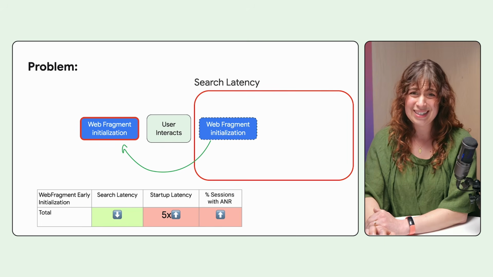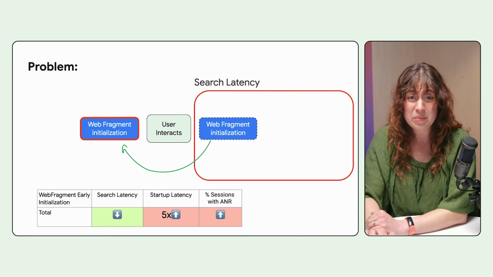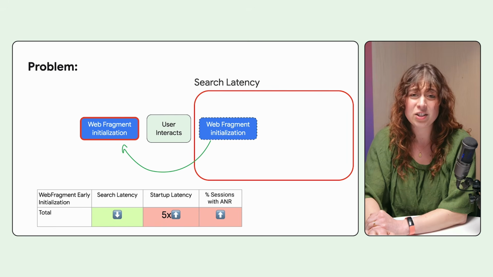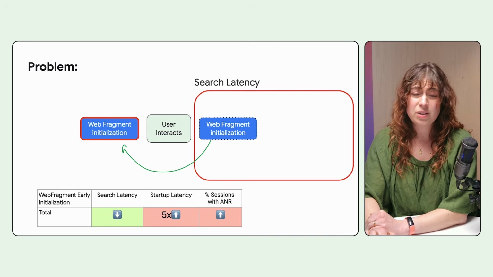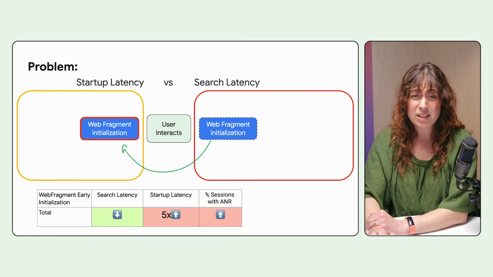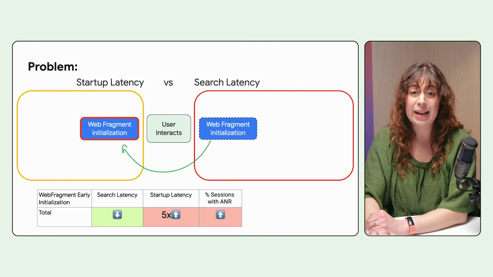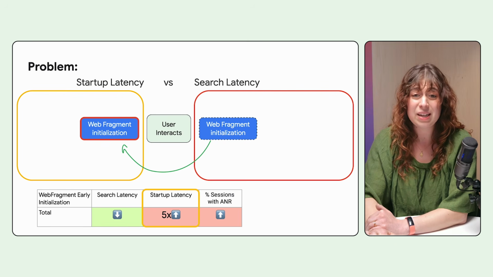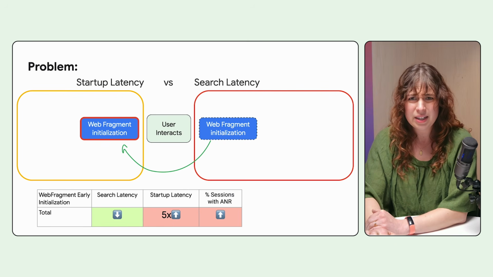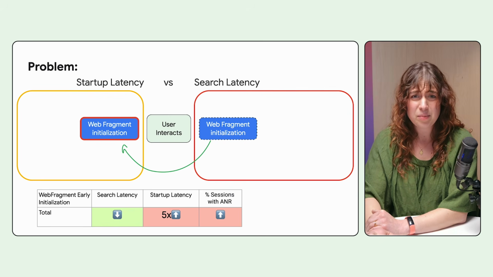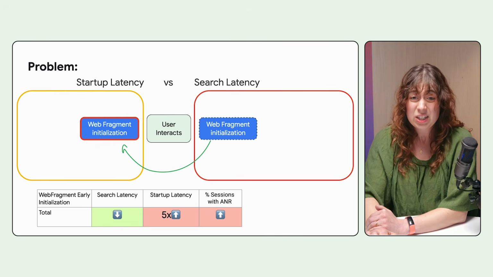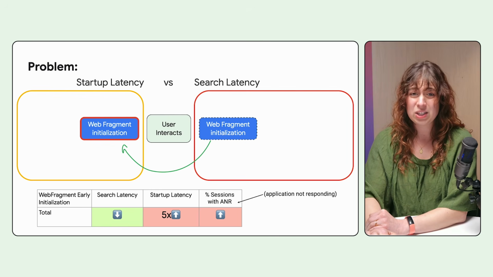However, we couldn't launch it. After a whole lot of time spent looking at various slices and seeing if we could salvage any entry point, we came to the conclusion that we really couldn't. The startup interactive latency shot way up by 5 times the amount we'd saved on search latency. And just to clarify, this is how long it takes to go from clicking to start the app to when a user can actually start interacting with it. And in addition, there was a considerable uptick in sessions with ANRs. This is when the app freezes.